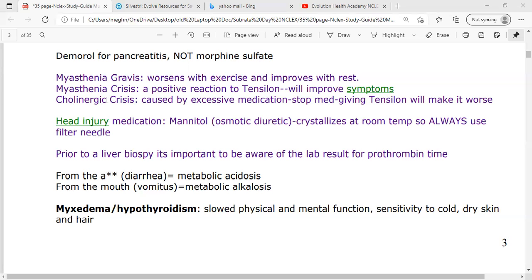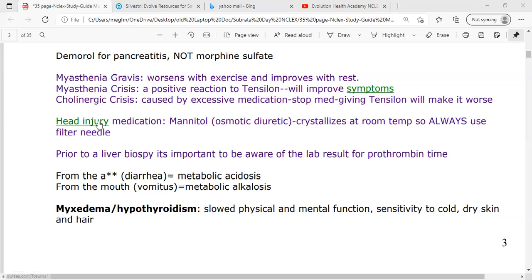In case of cholinergic crisis, it is caused by excessive medication. So the priority is to stop the medication, and giving the Tensilon will make it worse.